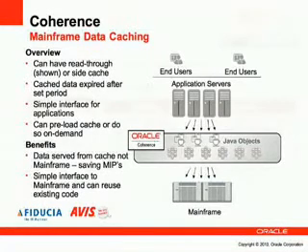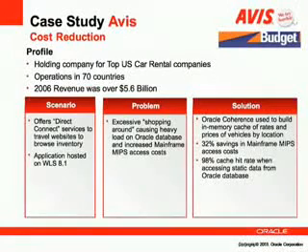So how have Avis used it? Well, Avis have used it in the first use case I described. Basically, they load up their cache every morning with some of their rental information, and they read the information from the cache rather than going to the mainframe.